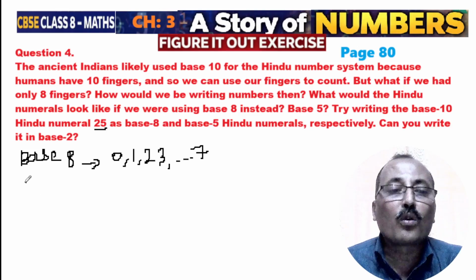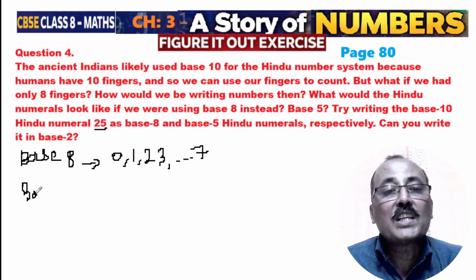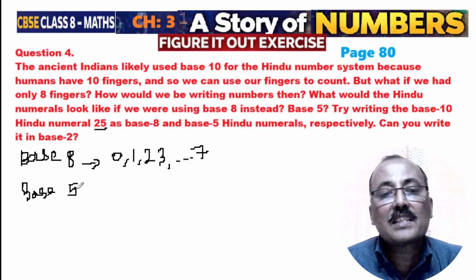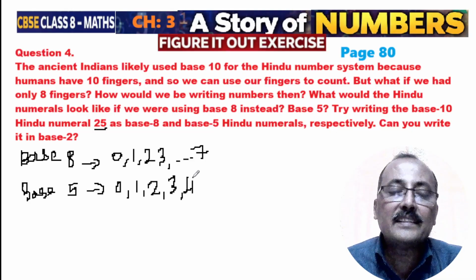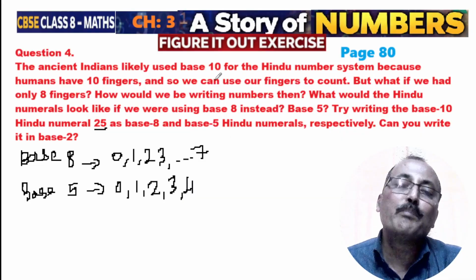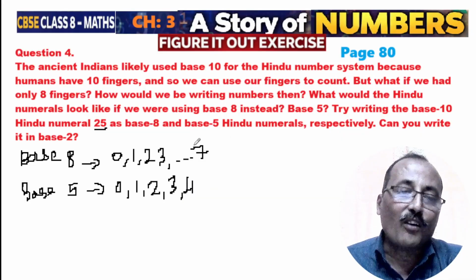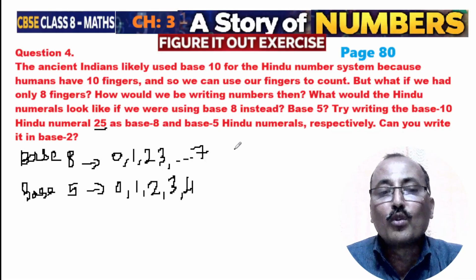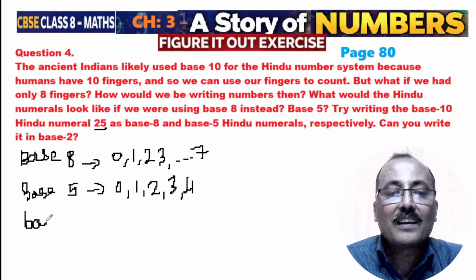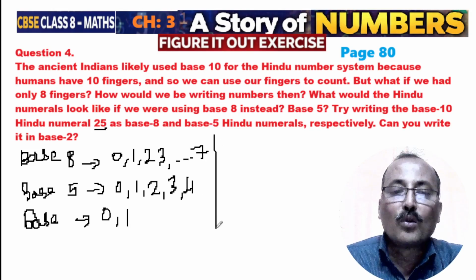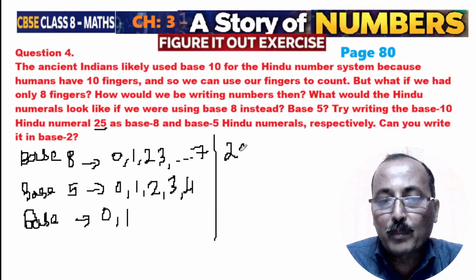Okay, next base 5. Base 5 they have given. Base 5 means how it will be? It will be 0, 1, 2, 3, 4. It will use only 5 digits including 0 because they are asking in the base 10 system. Okay, now how will we write 25? What about base 2? No need to say at all, base 2 we know already. It is 0 and 1. The base 2 system is 0 and 1. That's all, only 2.